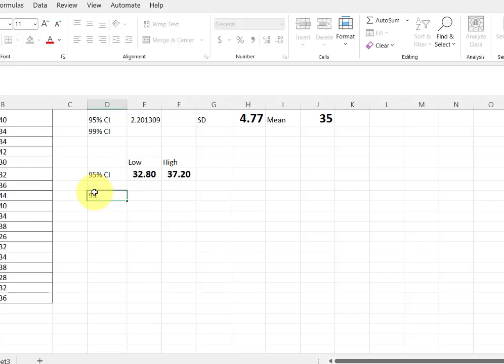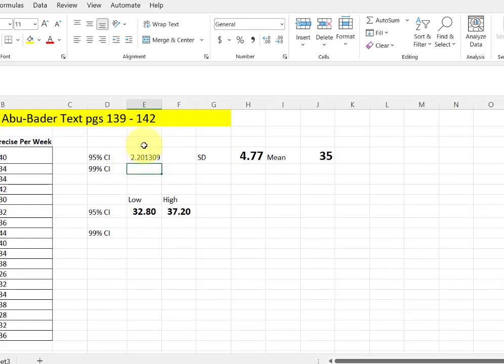We're basically going to do the same thing, right? We already know the mean and the standard deviation, so we just go equals. Oh, I'm sorry, this is a mistake. Please hold. I'm going to go to this cell. This is going to give us our margin of error, right? This is our margin of error.